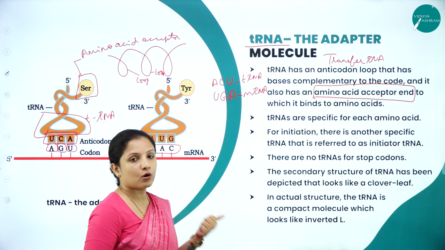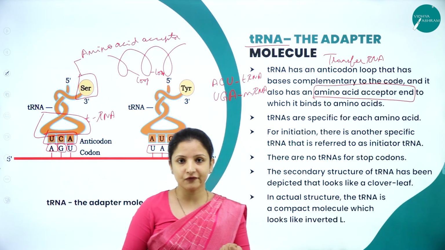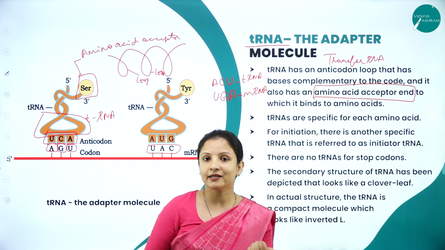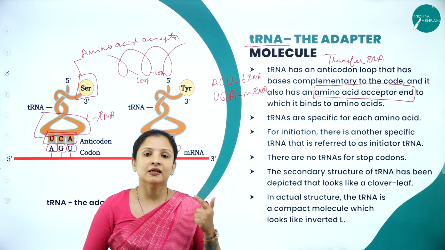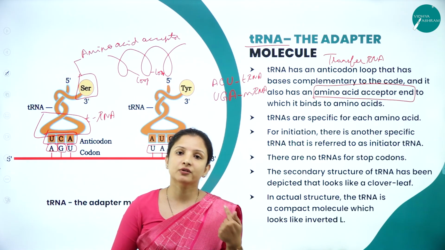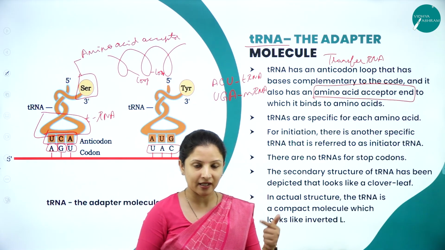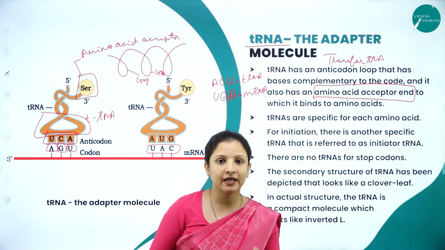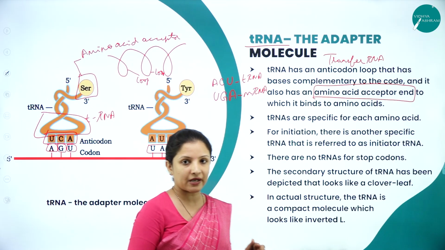And so till now, what did we get to know? What are the parts of the tRNA? So the tRNA has a loop. In that loop, there is the anticodon region that is complementary to the sequences present on the mRNA strand. Apart from that, on the 3' end of the tRNA is present the amino acid binding site.